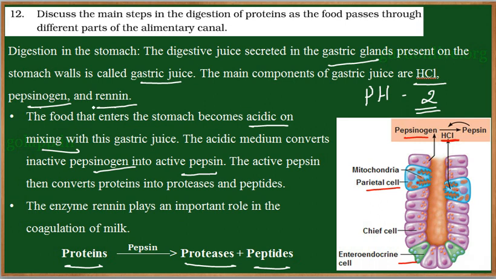Now the role of renin. We've learned that renin is required for the breakdown of the proteins present in milk. Generally the proteins present in milk are soluble in nature. Renin acts upon the proteins in milk and makes them insoluble. These insoluble proteins are further acted upon by pepsin, which breaks them into proteases and peptides. Here the proteases and peptides are not the monomers of the protein. The monomers of proteins are amino acids. So we can say that in the stomach, partial digestion of proteins occurs.